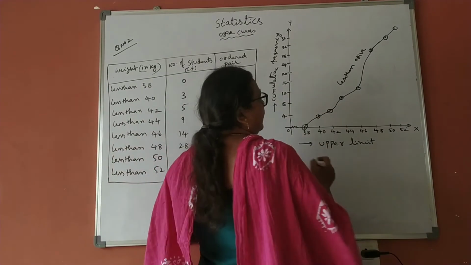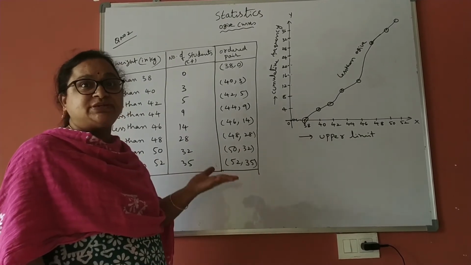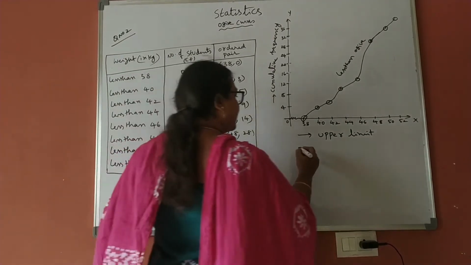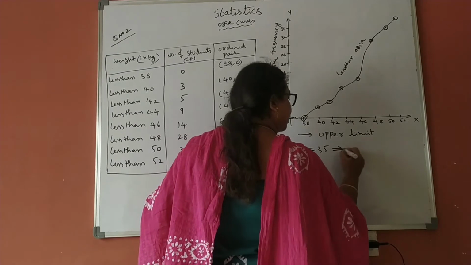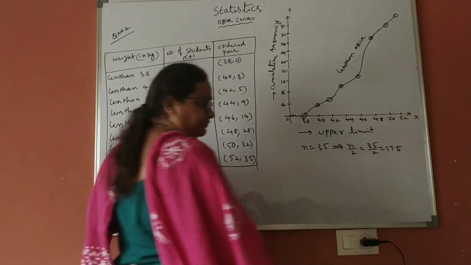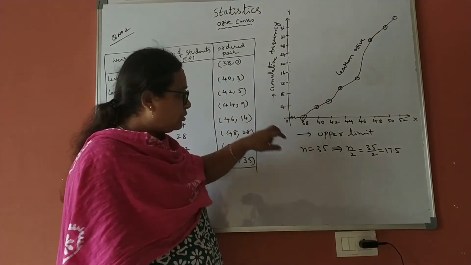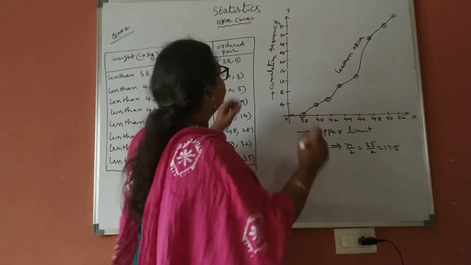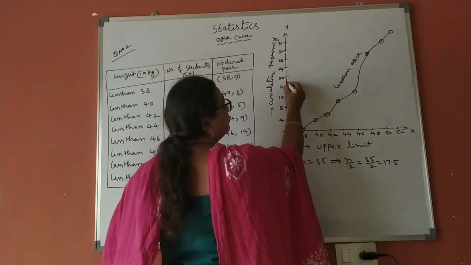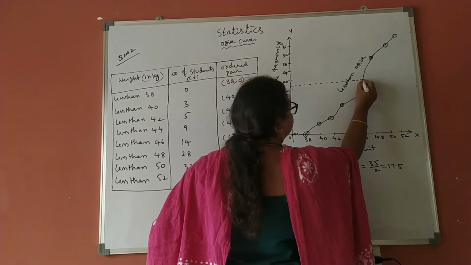Okay, then in this sum they asked us to find the median from the graph, as well as using the formula we need to verify the median. So here what is n? n is equal to 35. That means n by 2 is equal to 35 by 2, that is 17.5. Cumulative frequency we have taken on the y-axis. So from 17.5 on the y-axis we need to draw a line which is parallel to the x-axis.